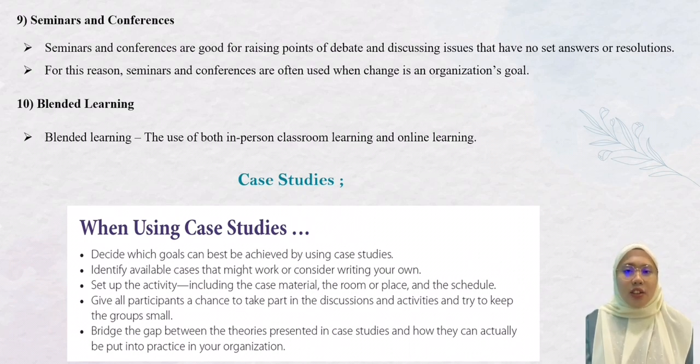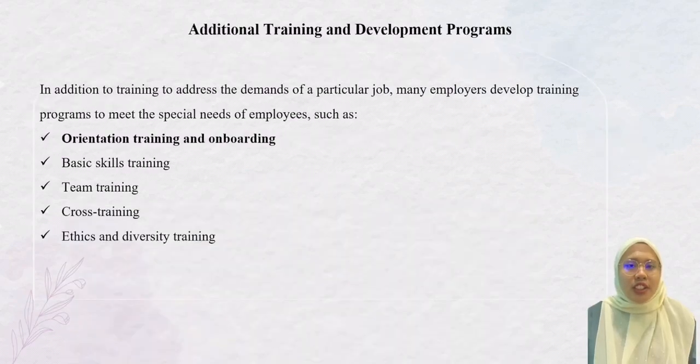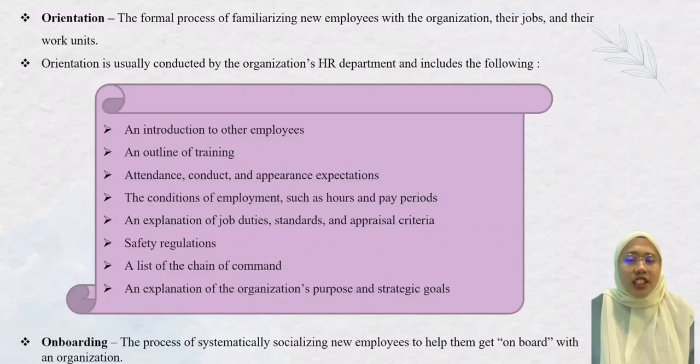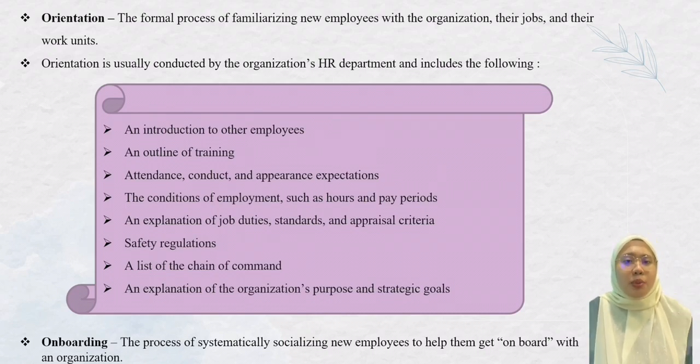Other than the case study, there are 5 additional training and development programs. I will explain about orientation training and onboarding, and the other 4 are by the next presenter. Orientation is the formal process of familiarizing new employees with the organization, their jobs, and their work units. The last one is onboarding, the process of systematically socializing new employees to help them get on board with an organization. Thank you.